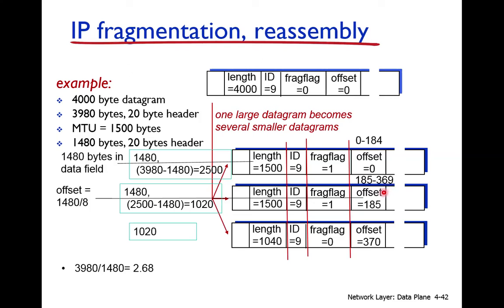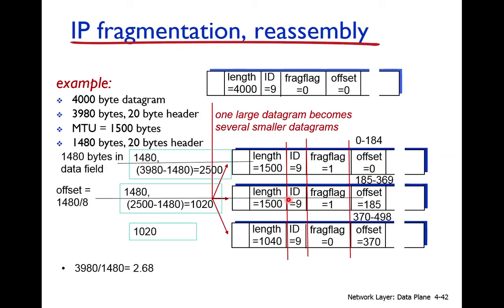And this packet contains the data starting from offset 370. And how long? When 1020 is divided by 8, it becomes about 128. So this packet contains the data starting from offset 370 to about offset 490. So basically in the offset field we put the starting offset value.